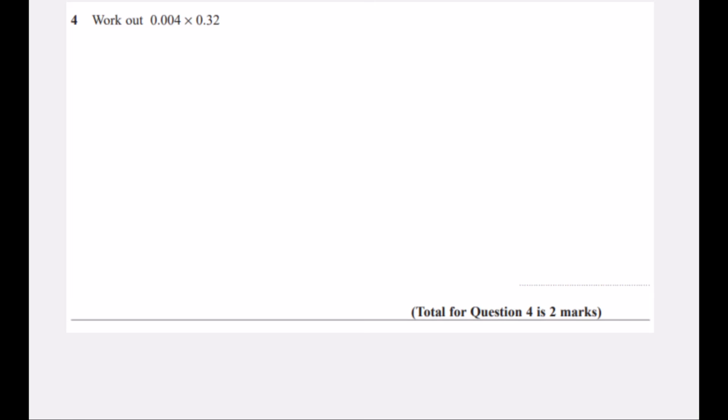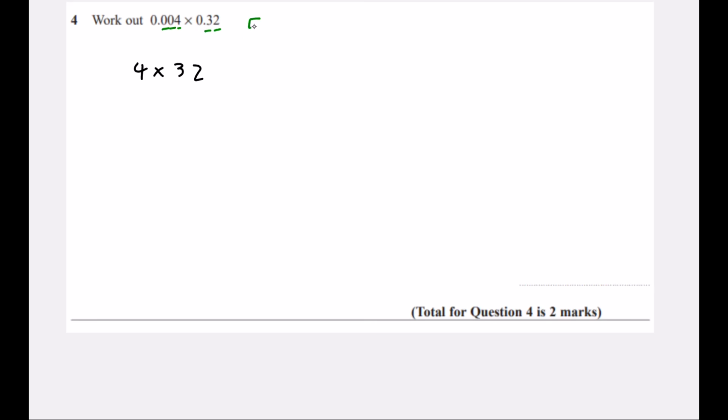Question 4. Work out 0.004 times 0.32. So we could change this into standard form and then answer a standard form question. Or we could use multiplying decimals, which I will do. So I'm just going to work out 4 times 32. I'm going to take the decimals out of the question, but I'm just going to make a note of what I've done here. So I've multiplied 0.004 by 10 3 times, 3 numbers after the decimal point, and I multiplied 0.32 by 10 2 times.